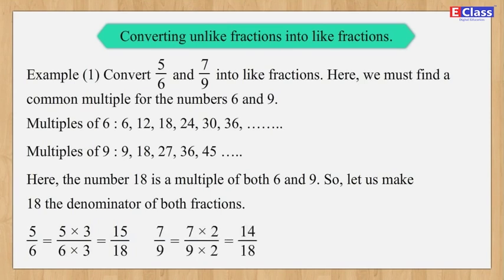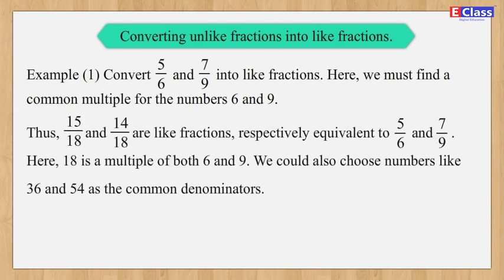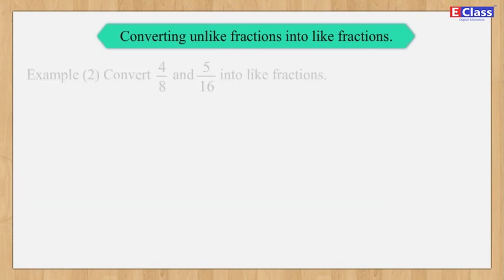7 upon 9 is equal to 7 multiplied by 2 upon 9 multiplied by 2, which is equal to 14 upon 18. Thus, 15 upon 18 and 14 upon 18 are like fractions, respectively, equivalent to 5 upon 6 and 7 upon 9. Here, 18 is a multiple of both 6 and 9. We could also choose numbers like 36 and 54 as the common denominators.